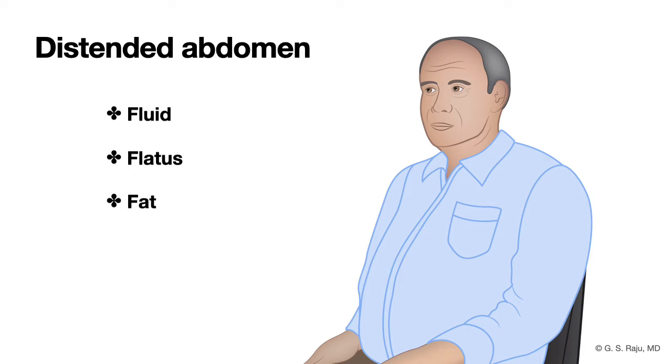Fat, probably the most common cause given the increased prevalence of obesity. Feces in somebody who's constipated, and in a young woman, pregnancy and fetus. So, when I was a medical student, and I'm sure even now, people talk about 5 F's for distended abdomen: fluid, flatus, fat, feces, and fetus.